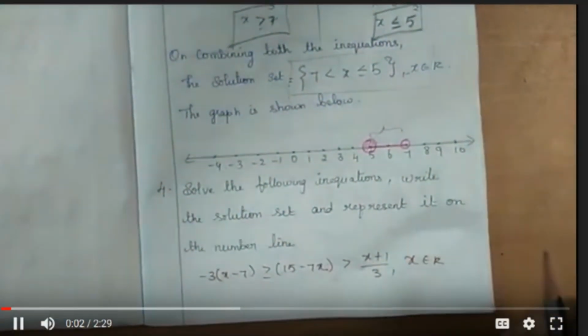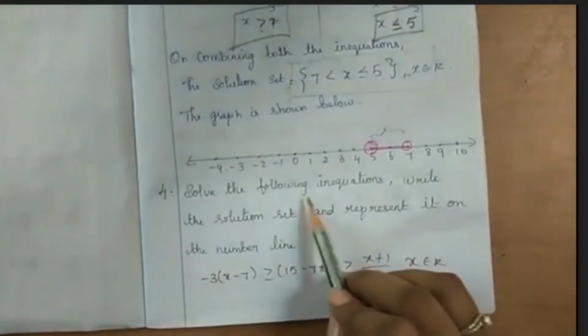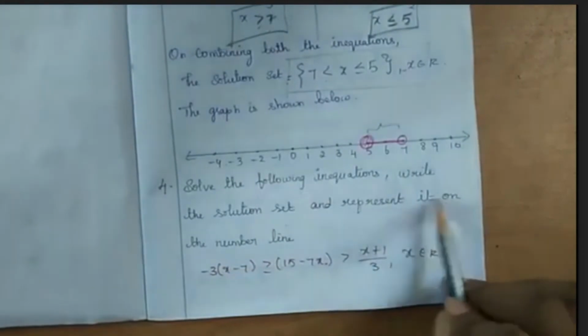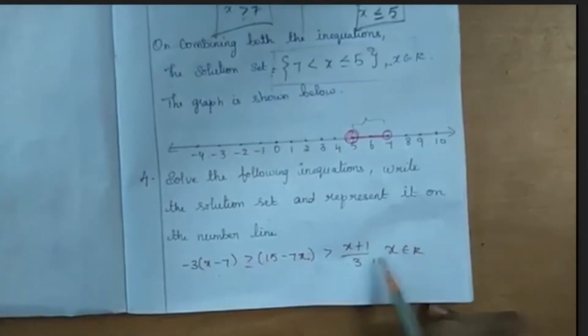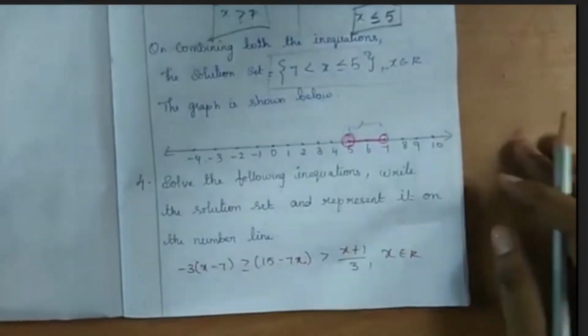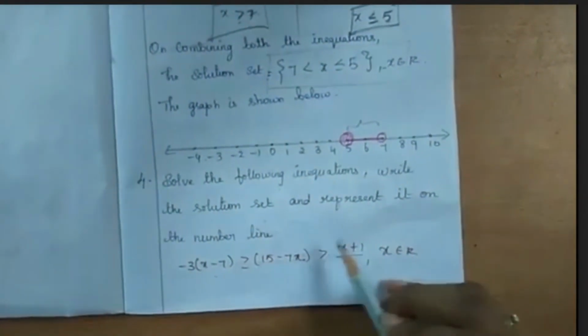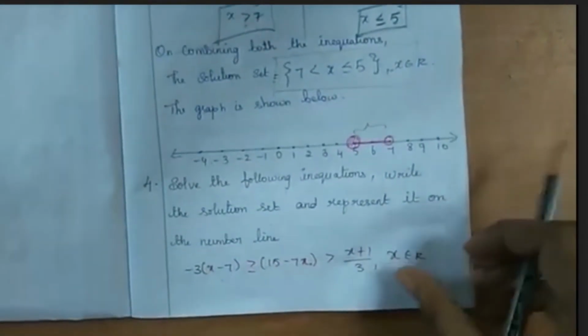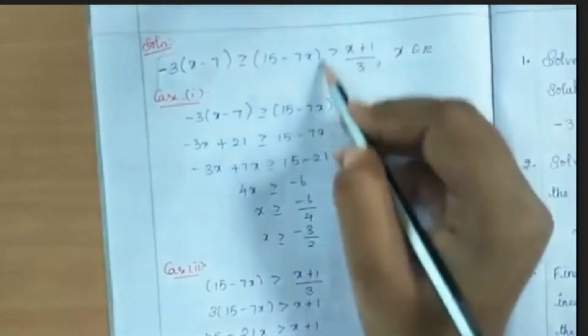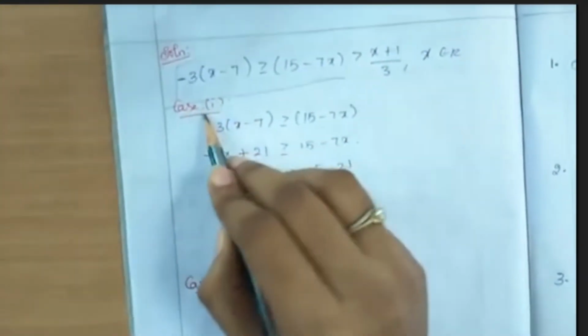So for the fourth problem, solve the following inequations, write the solution set and represent it on the number line. Okay, here we have two inequalities, am I right? Two inequalities, one over here and one over here. The very first thing we have to do is divide these inequations into two inequations and solve both the inequations separately. Right? First let us take this inequality. So this will be considered as case 1.